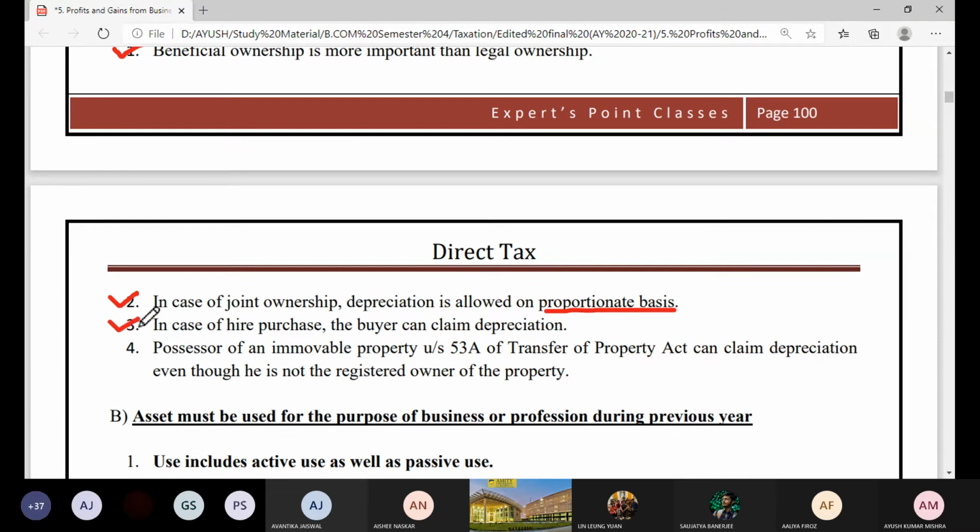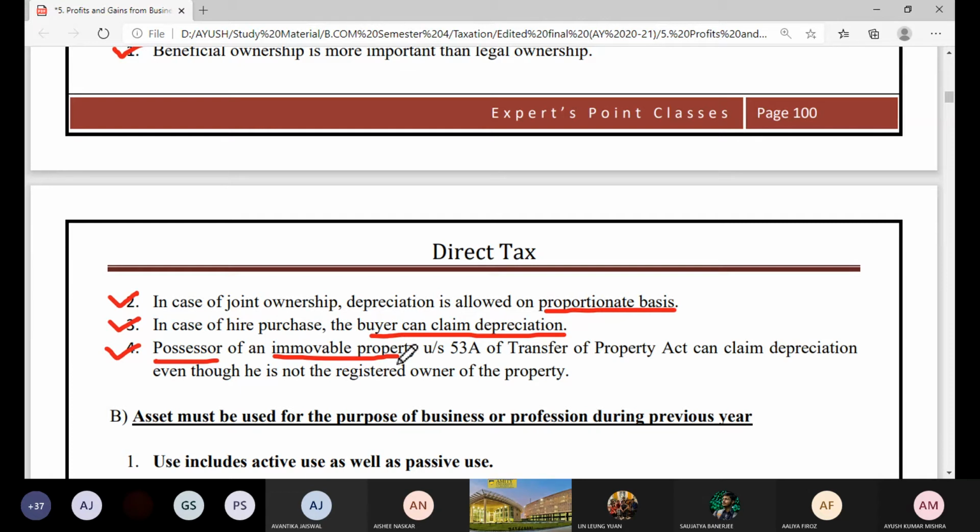Next, if it is hire purchase, the buyer can claim depreciation. I think this point was there in your hire purchase system also. Now, the last, in case of Transfer of Property Act, the possessor of an immovable property is also allowed to claim depreciation, even though he is not the registered owner of the property.